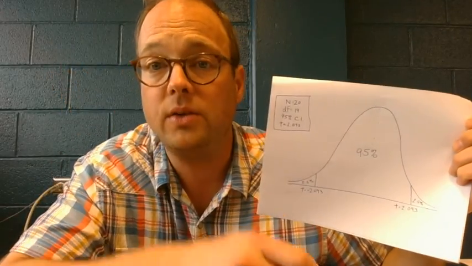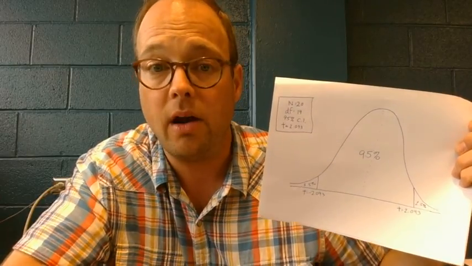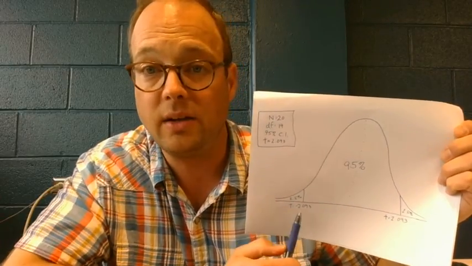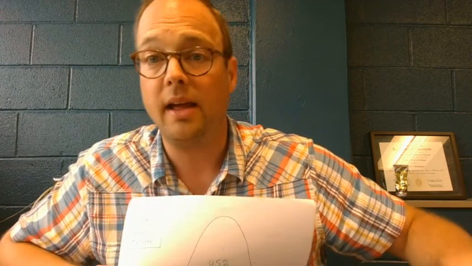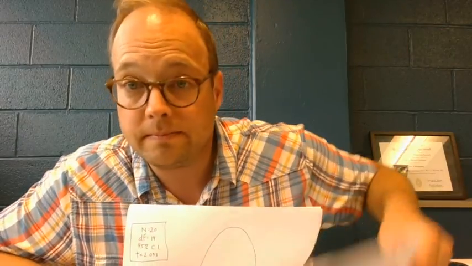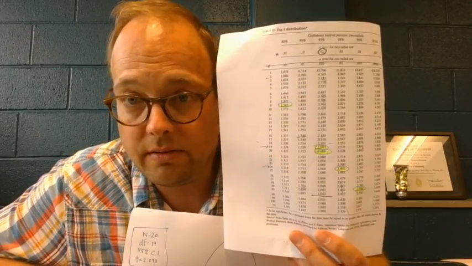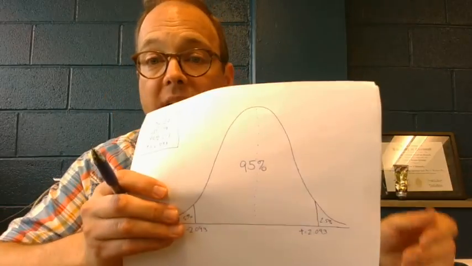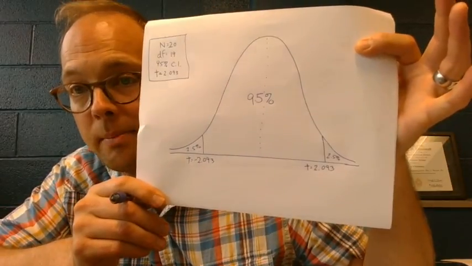What are t-values? They are units of standard error. What are these t-values in particular? They came from the table, right? I didn't just pull 2.093 out of my hat, as it were. I pulled it from the t-table. Sample size of 20, 95% confidence intervals means that we could expect 2.093 units of standard error to occur by chance alone.